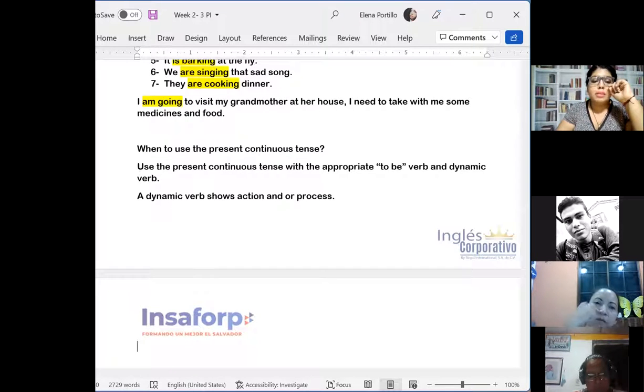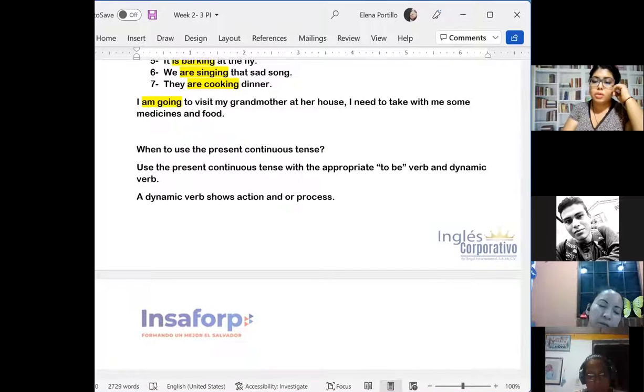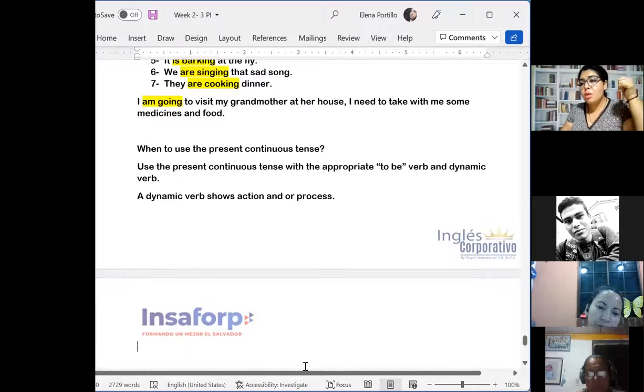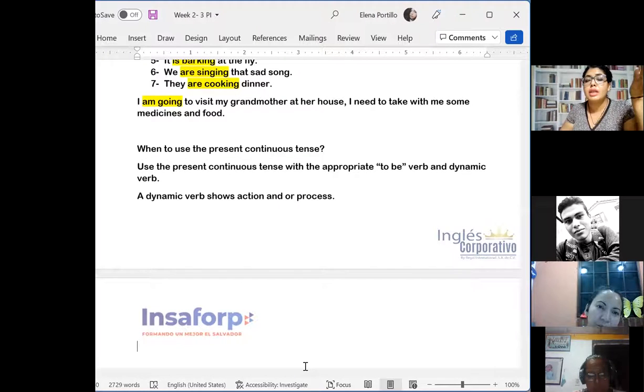Dos cosas que necesitamos saber de cuándo utilizar este tense o esta estructura. Dice que la vamos a utilizar primero de forma adecuada con el verbo to be, que es lo que ya hacíamos con los ejemplos, el is, el am y el are, especificando el sujeto que va a utilizar cada uno de ellos. Then we are going to use the dynamic verb. Vamos a utilizar los verbos dinámicos. Y dice que los verbos dinámicos son aquellos que muestran acciones y procesos. Those are the dynamic verbs. But why are we talking about the dynamic verbs? Because we are going to see the stative verbs, so that we can make a difference between them. So, the first one is the action or the dynamic verbs. So we have some examples.